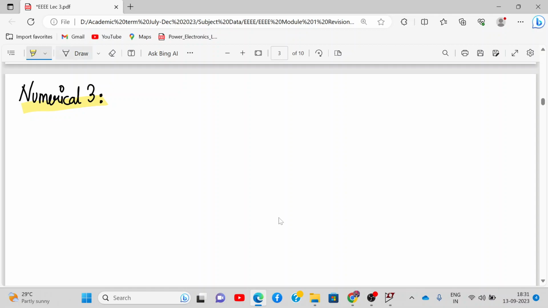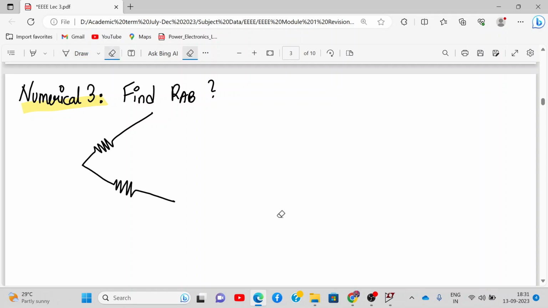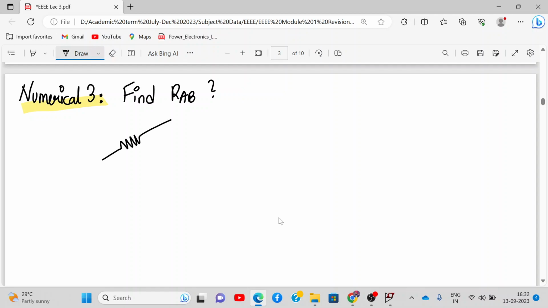So let us find the equivalent resistance between A and B. So we will write, find RAB. Got it? Now let me draw the network. So this is my network. Let me redraw it properly. All right, so here also there is a resistance. So please draw along with me.